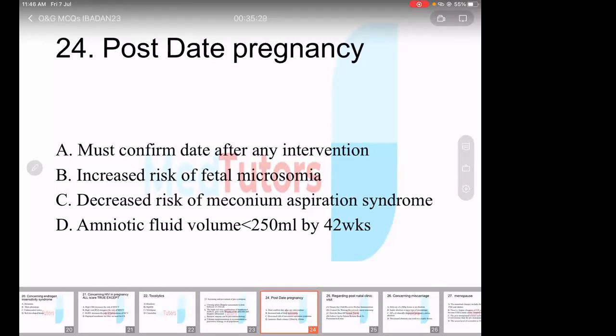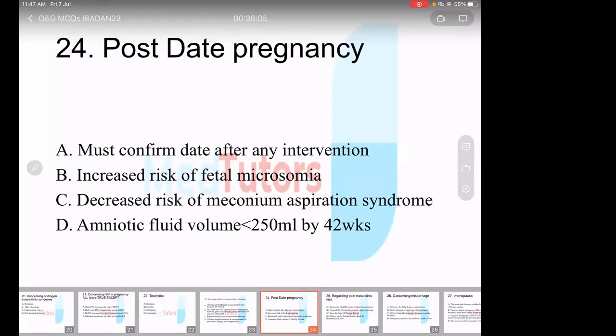So if we look at it, you don't have to be confirming fetal death after any intervention you do to a pregnant woman. Actually, the more you try to date the pregnancy, the less accurate it becomes. So the best time to date it is in the first trimester. That is the most accurate. Then B, there's increased risk of fetal microsomia. No, it has an increased risk of fetal macrosomia, not micro.